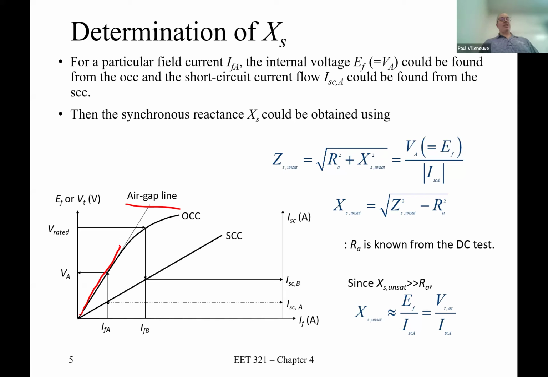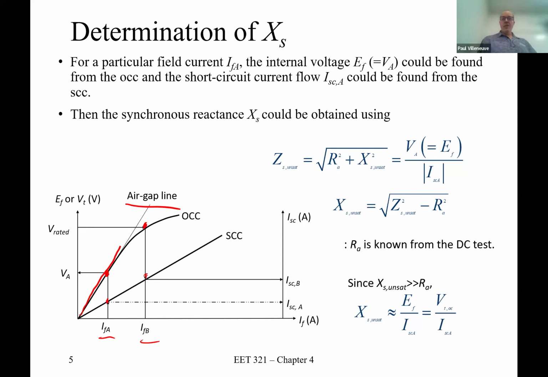But we do have saturation. We only get it on the open circuit characteristics. We don't get it on the short circuit characteristics. And then we plot, and then we compare. We have an unsaturated value for field current and a saturated value for field current because this voltage is unsaturated and this one is saturated. The current is never saturated.